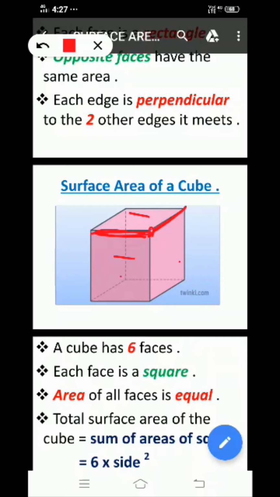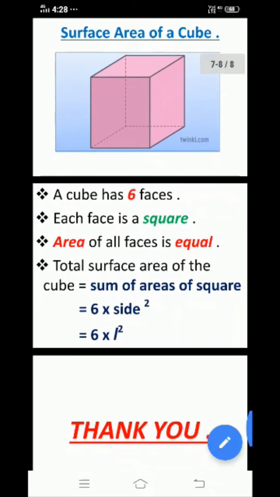Each face is in a square shape. If you observe this cube, each face is in a square shape. The area of all faces is equal, because a square has all sides the same, which means the area of all the faces is equal. Okay, now see the formula of this.